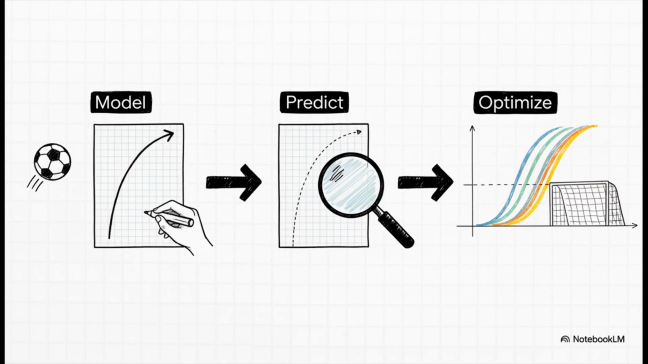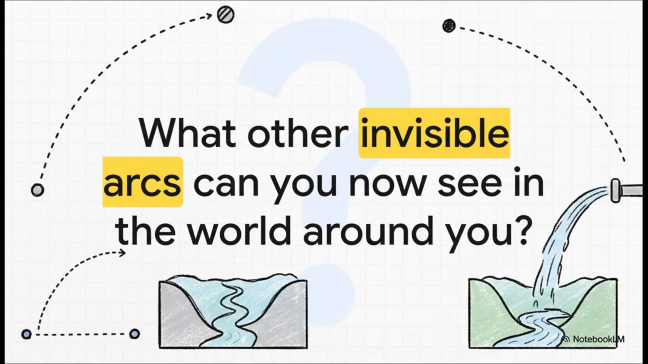And that right there is the ultimate point. That's the real power. Math gives us this incredible ability to model the real world. And once you have a model, you can start to predict what's going to happen. And once you can predict, you can optimize. You can tweak things to get the absolute best result possible. Model, predict, optimize. That's the game. So from now on, when you see a ball flying through the air, or water arcing from a hose, or even look at the curve of a distant hill, maybe you'll see it a little differently. Maybe you'll see that hidden blueprint, that invisible parabola shaping its path. So my question to you is, what other invisible arcs are you going to start seeing all around you?